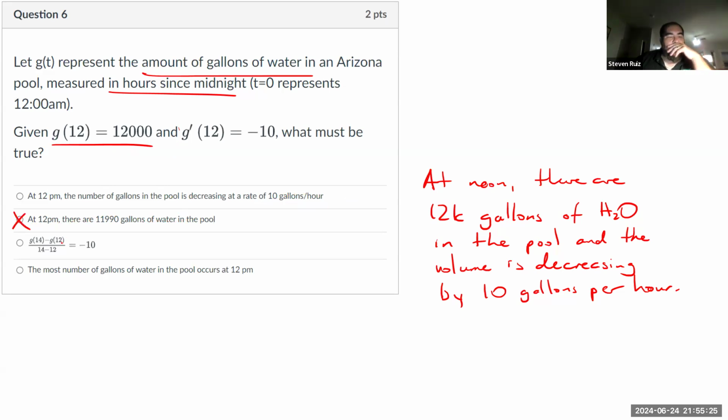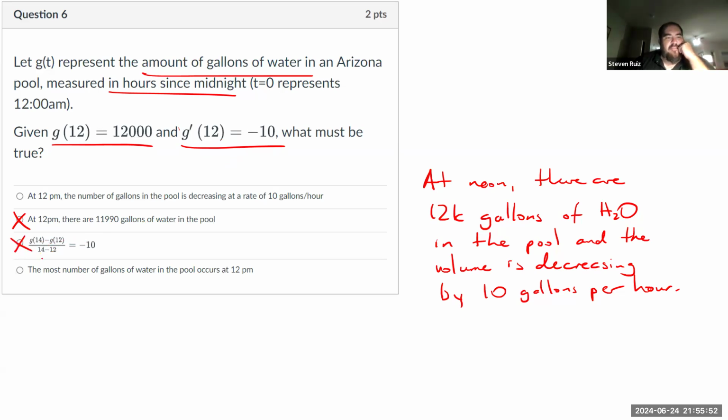All right, next, we have a calculation here. What is this calculation doing? It looks like it's making a comparison between what happens at 14 hours past midnight, so 2 p.m., and 12 p.m. That's not what a derivative tells you. The derivative tells you instantaneous rate of change. And this calculation here looks like it's giving me a 2-hour time interval.